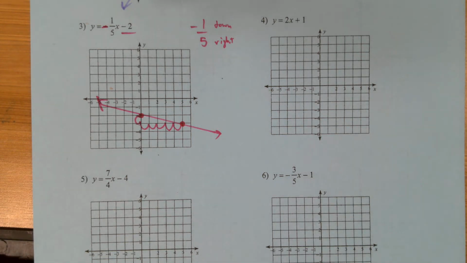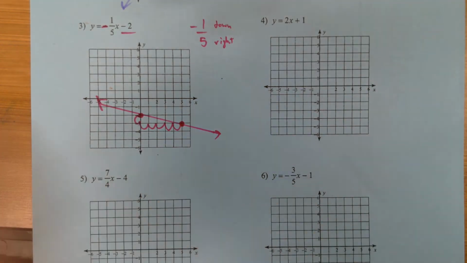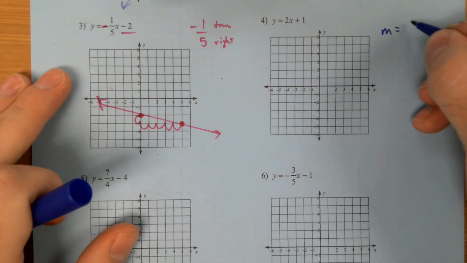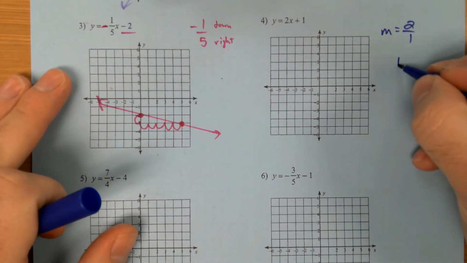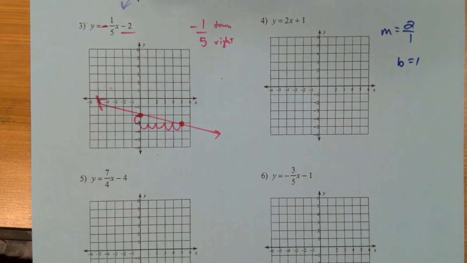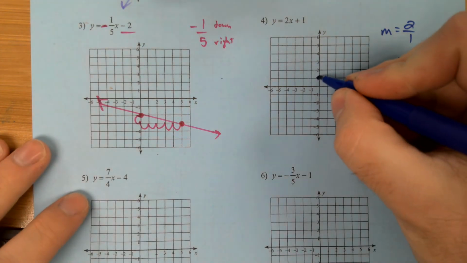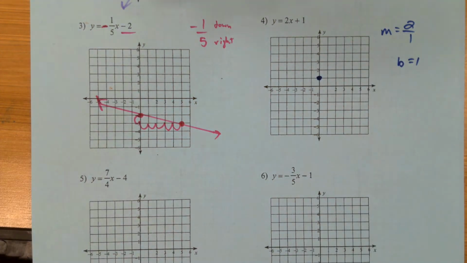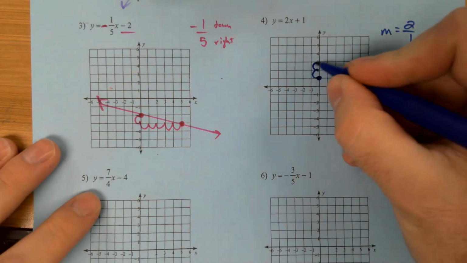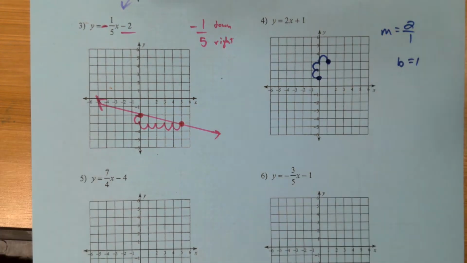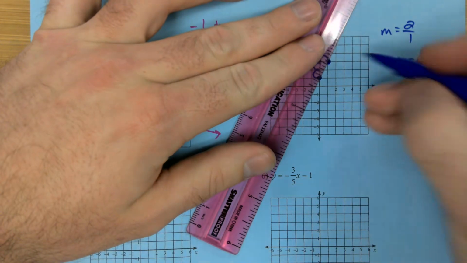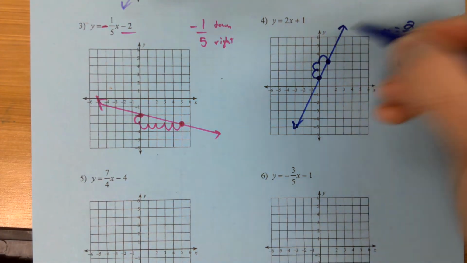Everyone's got their rulers. Here we go with number 4. So number 4, our slope here is just positive 2, but we want to turn that into a fraction. We'll go 2 over 1. And our b is equal to 1, right? So we'll make a dot at positive 1 on the y. We're going to go up 2 to the right 1 and make a point. There's our line.